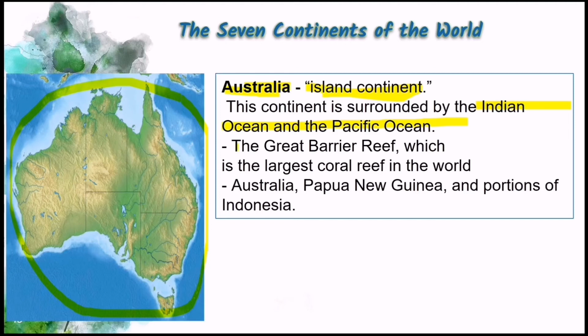Few people live there, so their resources are not easily depleted. Here is the Great Barrier Reef, the largest coral reef in the world. Some countries here are Australia, Papua New Guinea, and portions of Indonesia. Those are the 7 continents of the world.